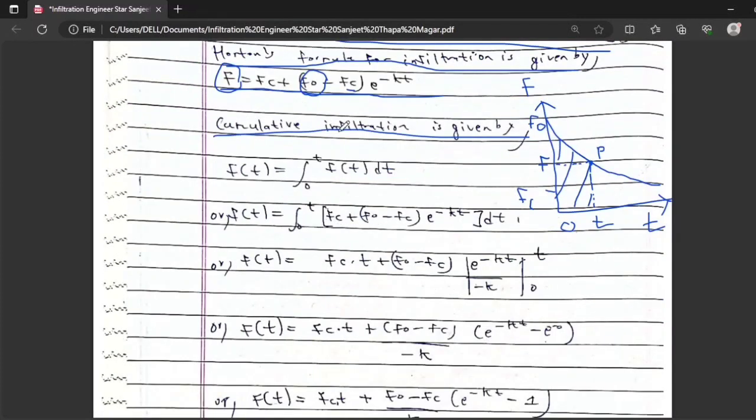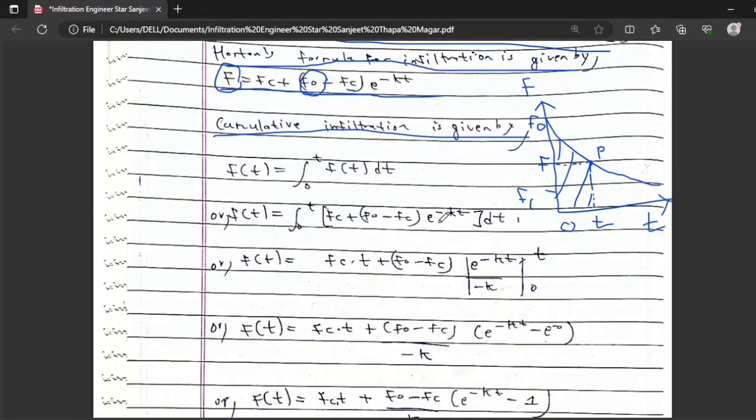So cumulative infiltration is given by the integration from 0 to t of f(t) dt, where f(t) is f at any point t. This is fc, and plus f0 minus fc times this exponential curve. Integrating, fc is constant for a particular soil in that particular location. So integration and derivative cancel, and what remains is t. And f0 minus fc is also constant.